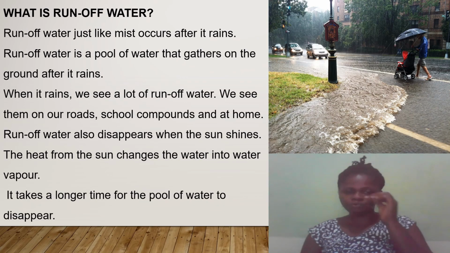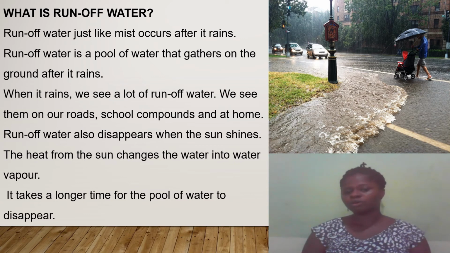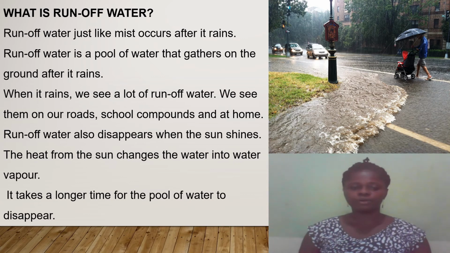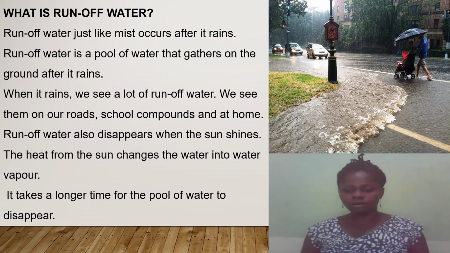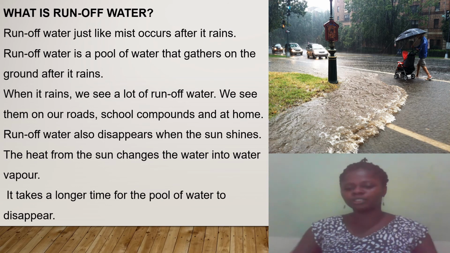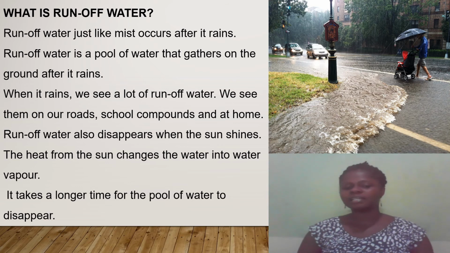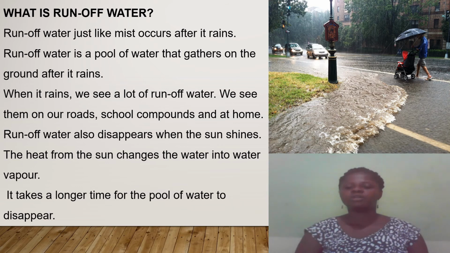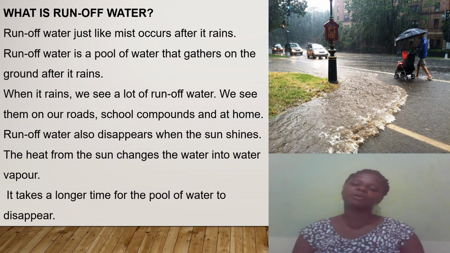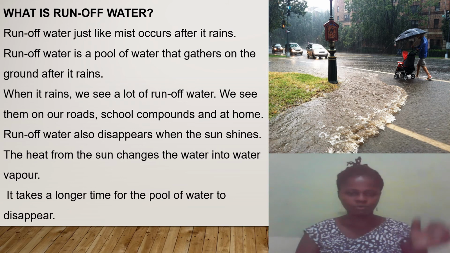Now let's take a look at runoff water. Now the runoff water, just like the mist, also occurs after it has rained, okay. But this time around, it doesn't occur in the atmosphere. It rather occurs on the ground, on the floor, on the road, okay. So a pool of water that gathers on the ground after it has rained, that is runoff water. So in the picture you see the water gathered at the side of the road, okay. That is runoff water.